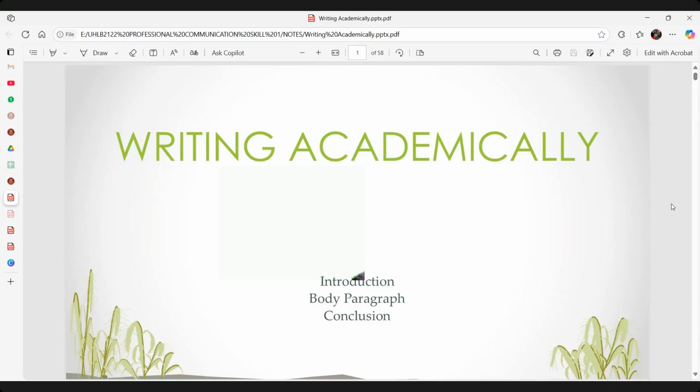you are going to get to know, when you are writing academically, what are the things that you need to follow. Basically, in terms of the format, the structure of writing academically, and when we talk about the structure, you need to know what are the things that you need to have in each paragraph. So now let's refer to the outline that you downloaded last week.